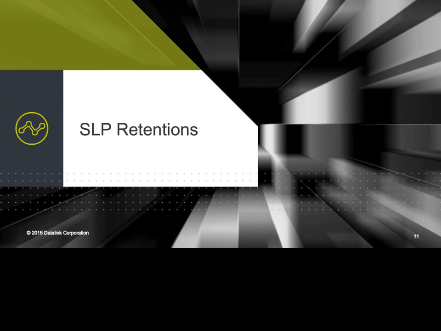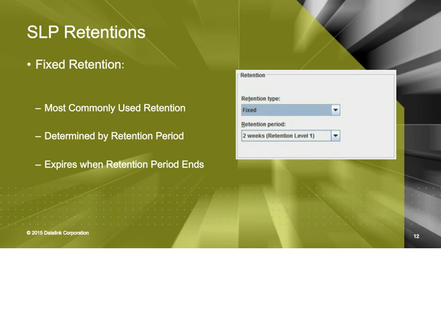The first type of retention and most common type is the fixed retention, and anyone who has set up an SLP has used fixed retention before. It's extremely common, and it's very simple. You set your retention period, in this case 2 weeks. During that 2-week period, your image is available. After that 2-week period, your image expires.